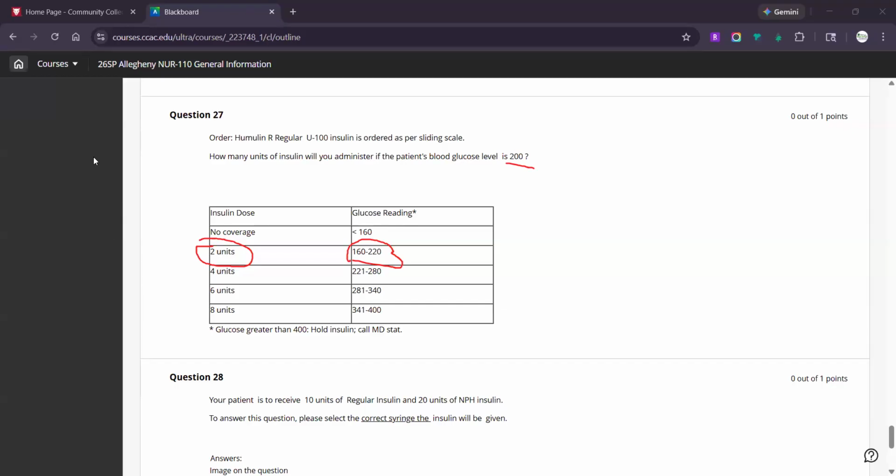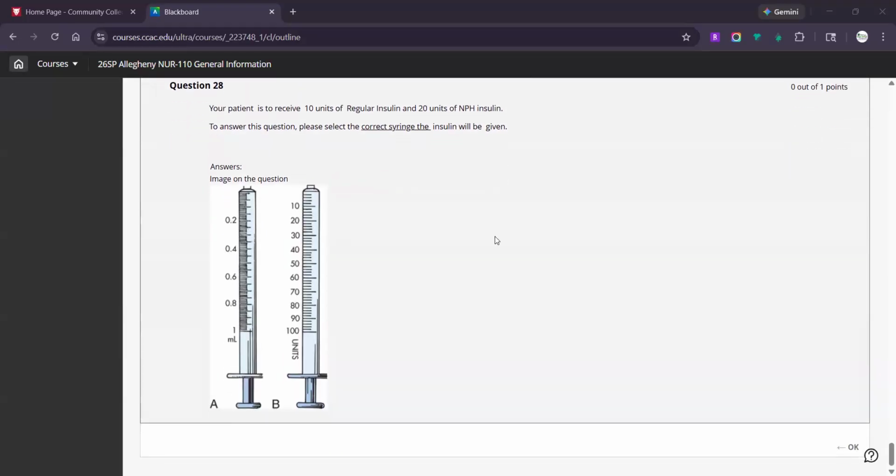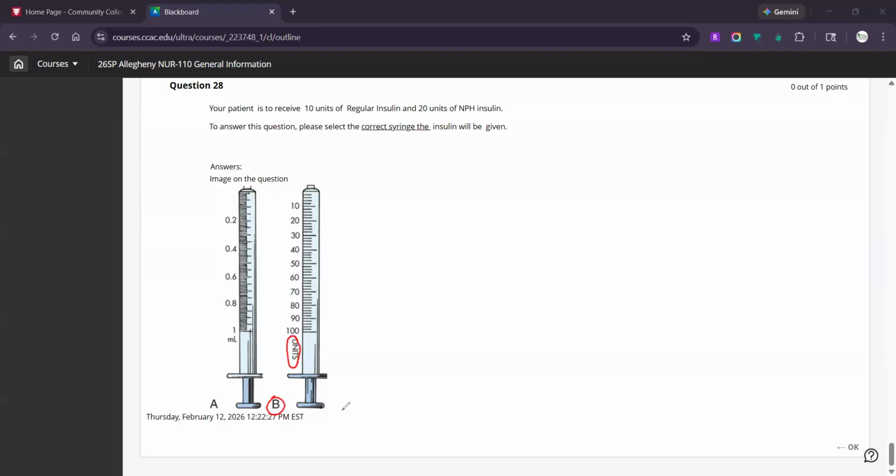And the last question is number 28. This one says your patient has received 10 units of regular insulin and 20 units of NPH, and it says to choose the correct syringe. So for this one, the correct syringe is B. The reason it's B is because insulin is measured in units, and this is the only syringe that has units listed. The other thing is you might want to know how to mark the syringe. You would just say 10 plus 20 is 30, so you could mark the syringe at the 30 units mark.